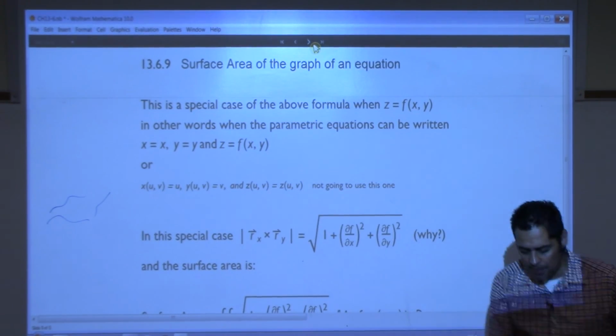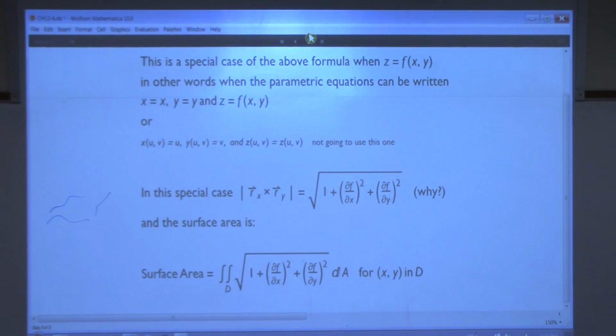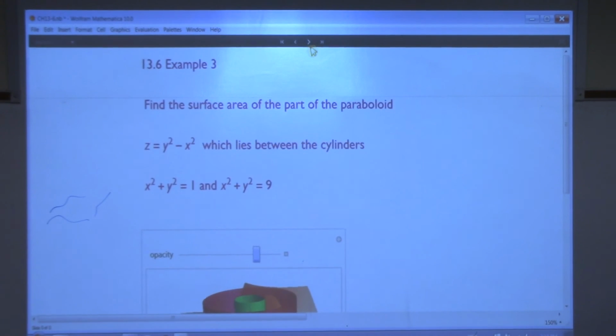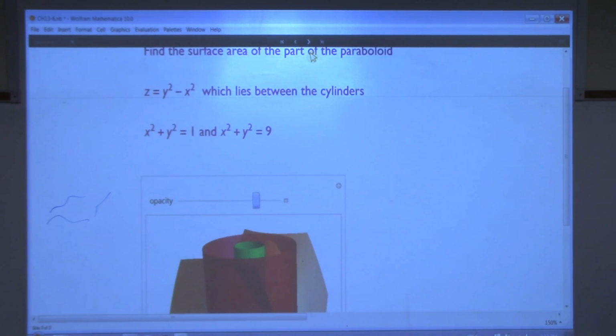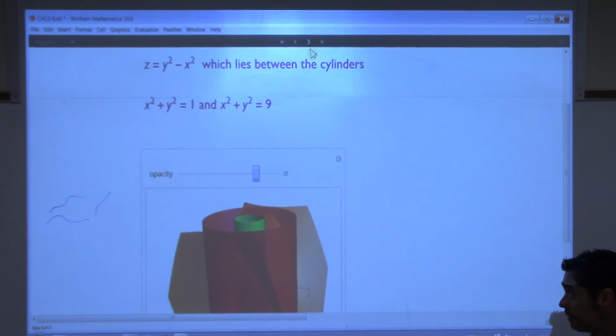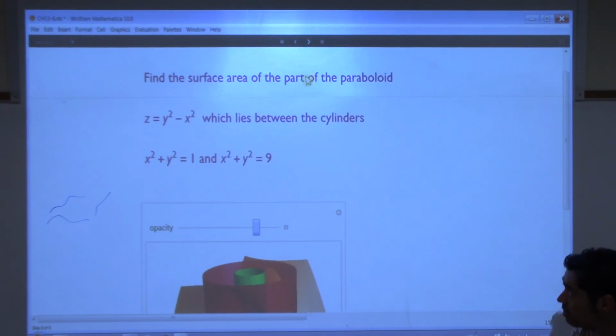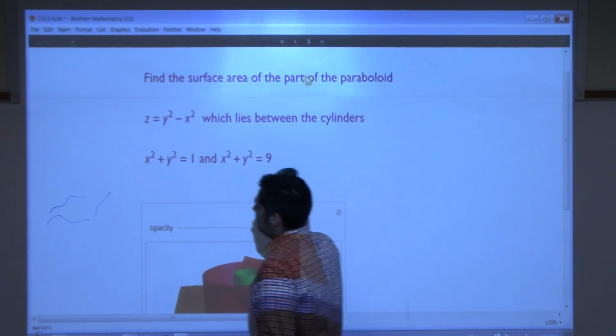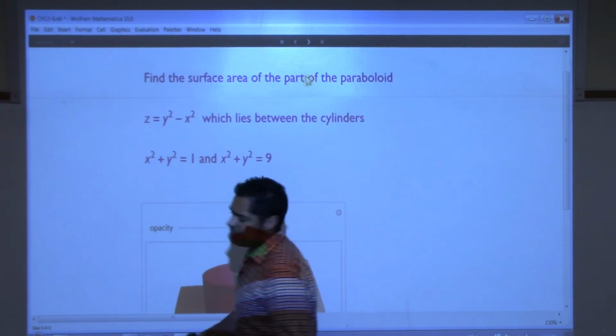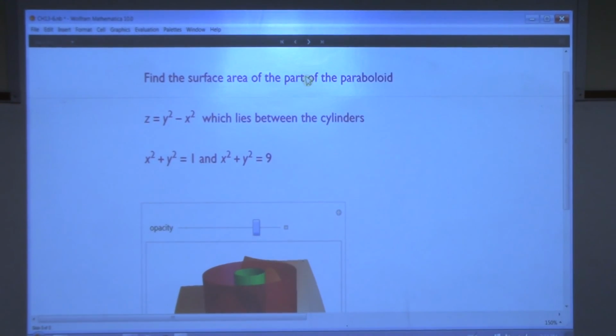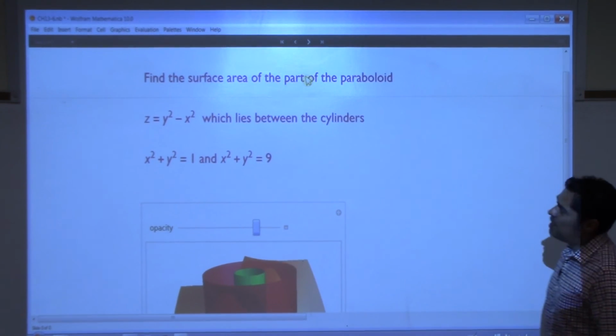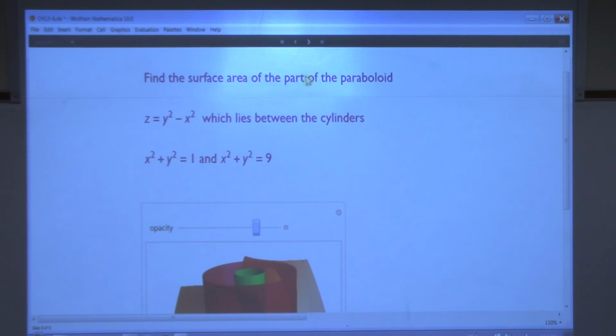I'm going to give you an example of this. It makes our surface area formula real easy to compute. So here's an example. You have a surface. Find the surface area of the part of the paraboloid z equals y squared minus x squared, which lies between these two cylinders.